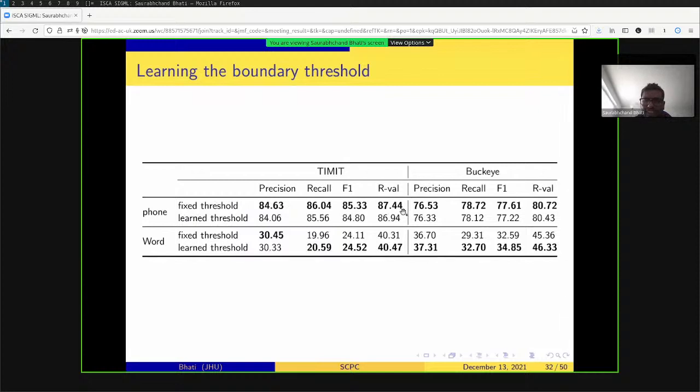For phone segmentation, the learned threshold seems to be a little lower than the hand tuning, but for word segmentation, it's slightly higher, from 40.31 to 40.47. Overall, it shows that it is possible to learn the threshold along with the model parameters. When you do so, the model can arrive at a reasonable value, and it's very, very close to the hand tuning of the fixed threshold. There are more experiments related to how we do learning threshold.